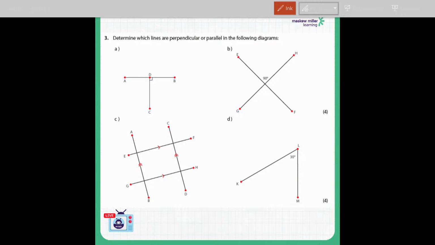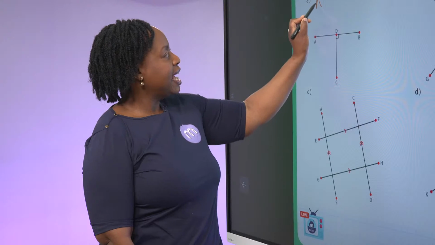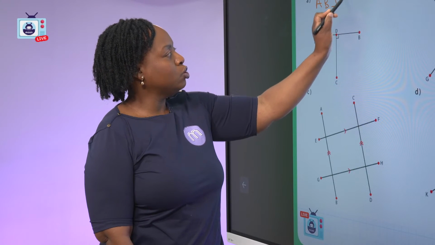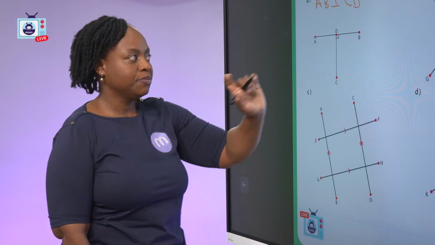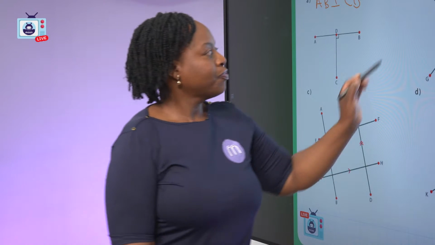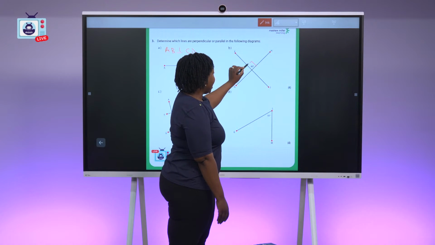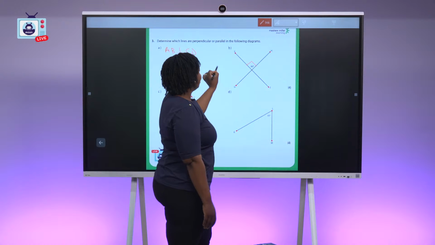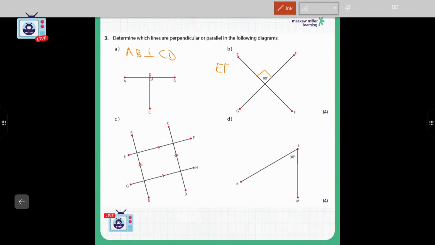Okay, let's start. Number A, we have AB and we have CD, right? There is a 90, which is an evidence that AB is perpendicular to CD, correct? Number B, what is an evidence there? 90 degrees, you're right. So that shows that we have EF perpendicular to GH, just like that, right?